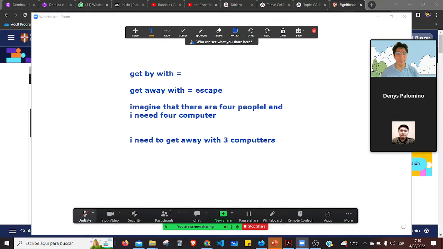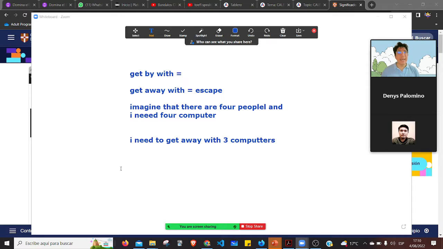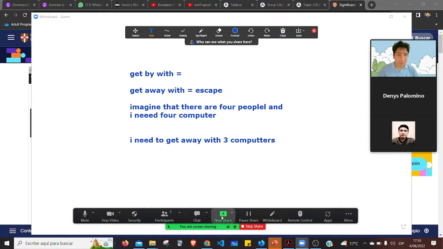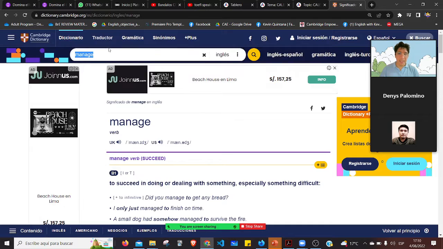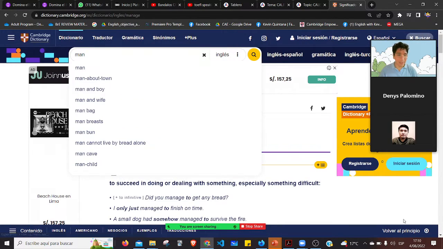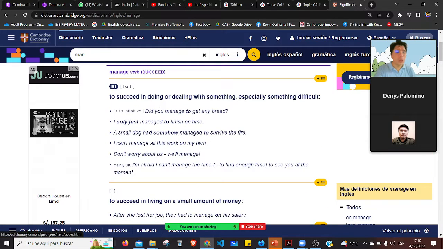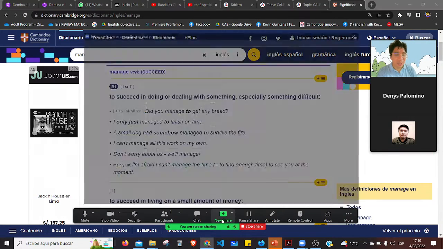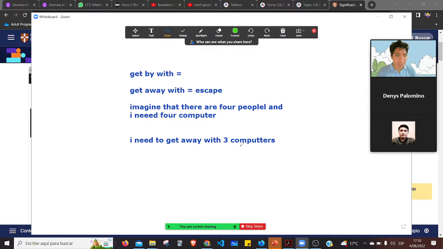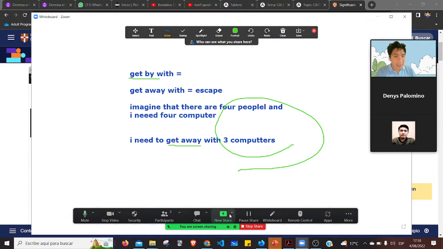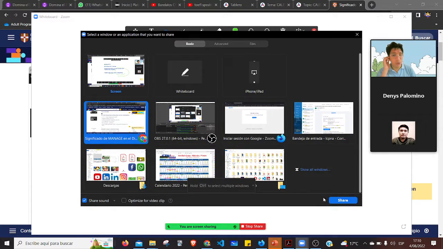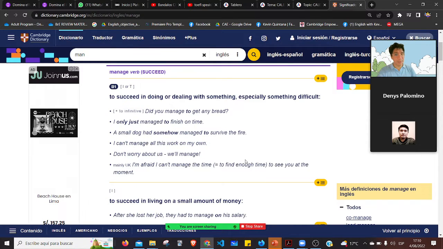Did you understand? Yeah, but it's like manage. I need to manage. Yeah, but in English, we say manage, and we know the meaning, but we don't use it in that way. Look at this. You manage to do something, but you get away or get by with something. You see what I'm saying? You get away or get by with something, but you manage to do something. Did you understand?